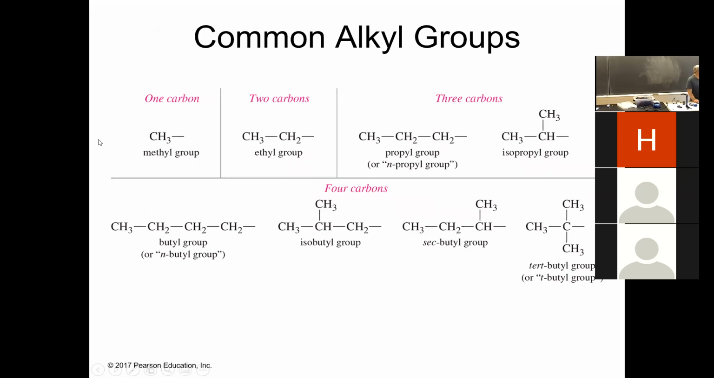Okay, so besides methyl and ethyl, we have some variations that can occur with 3 and 4 carbons. Right, we saw the propyl group earlier. Propane is 3 carbons. If we pull a hydrogen off the end, then it's a propyl group. But if we pull a hydrogen off the middle, then it's an isopropyl.